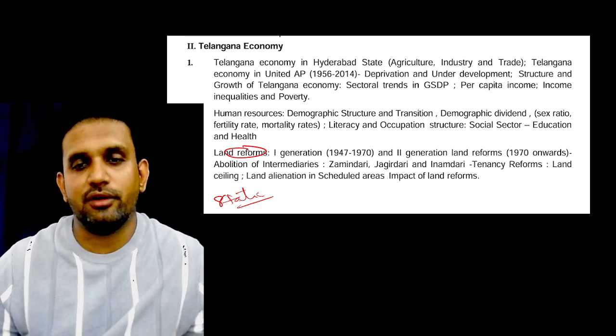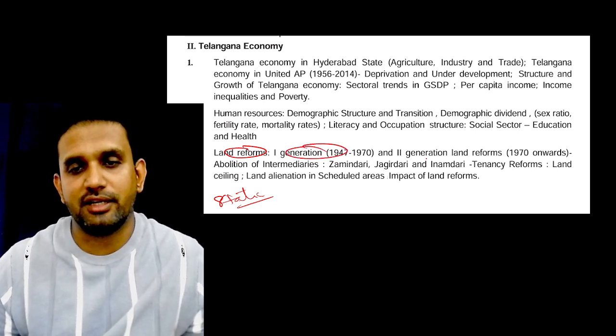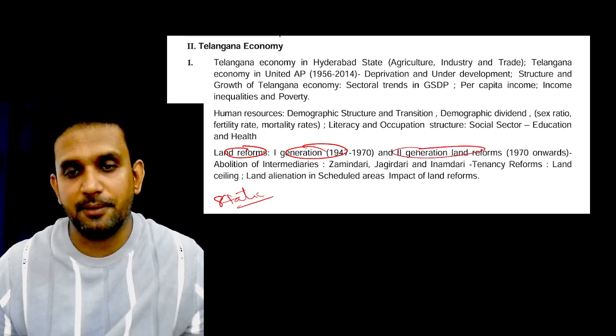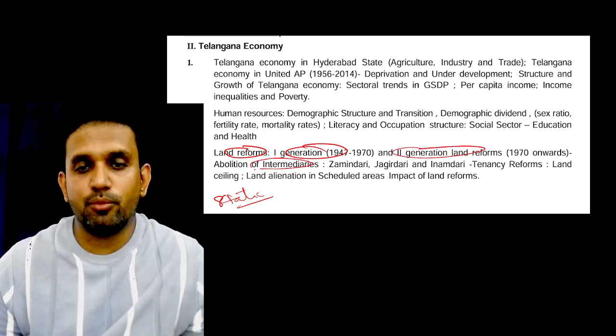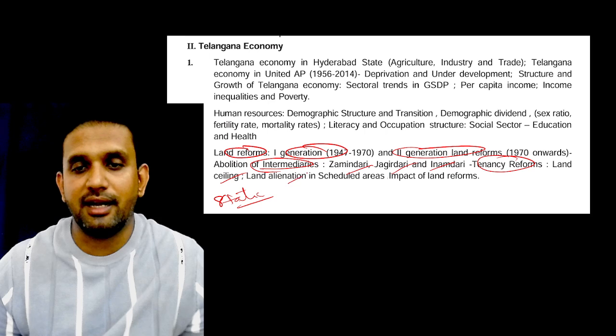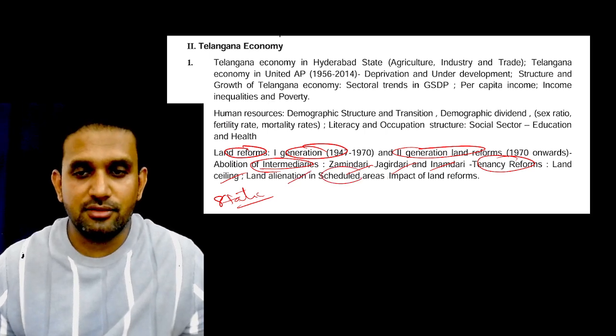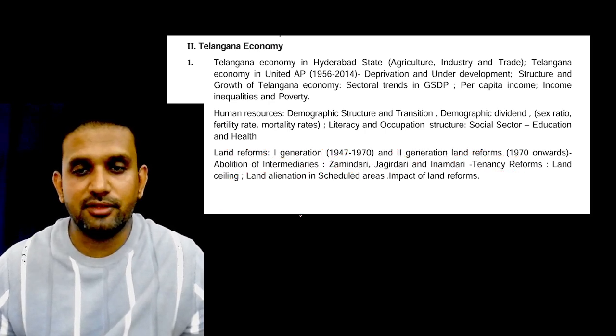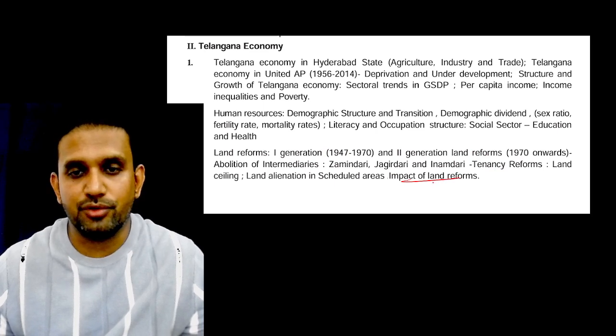So here we are going to learn what first generation reforms means, what second generation reforms means. Then we'll talk about the abolition of intermediaries, zamindars, jagirdars, then tenancy reforms, land ceiling, land alienation, scheduled areas, and impact of land reforms. This can be a direct Group 1 model question.